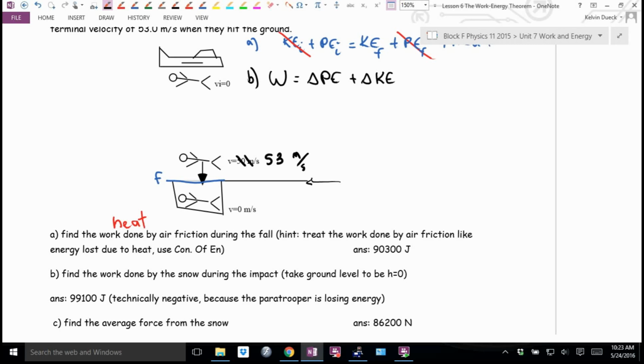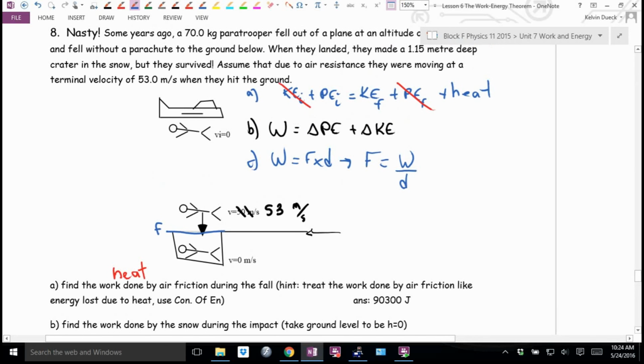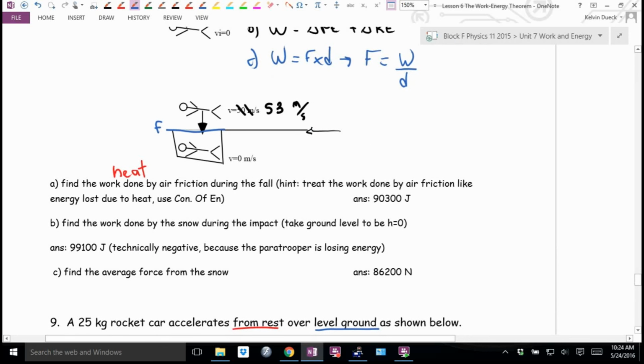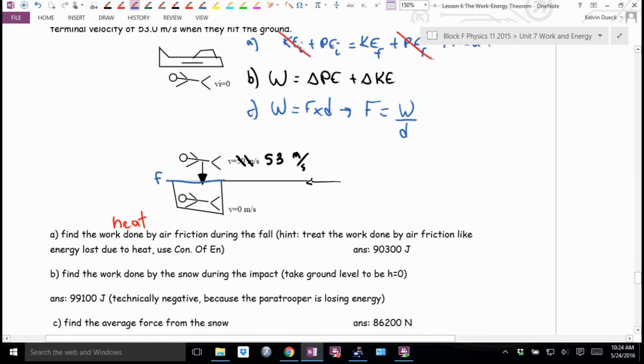And then once you have that, part C, find the average force of the snow. You'll use work equals force times distance. So the average force will be the work done by the snow divided by the distance of the snow. How deep is the snow? 1.15 meters. I think that'll get you there.